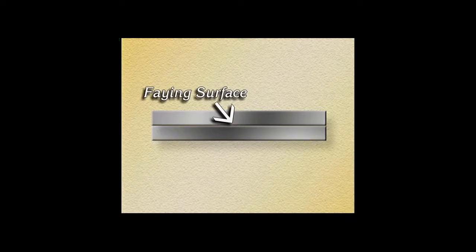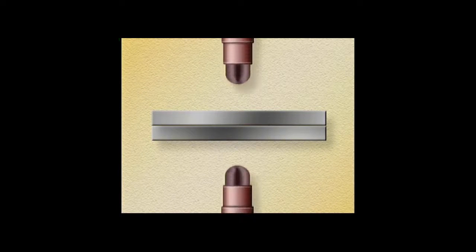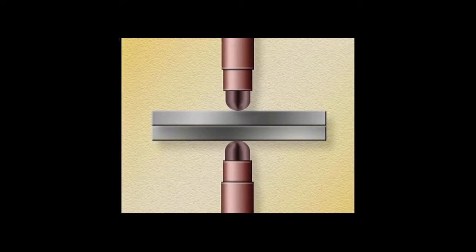Here is how the process works. The parts to be joined are placed together. Where the two parts meet is called the faying surface. This is where the weld will be formed. The two copper electrodes of the weld gun are brought together on either side of the joined parts. They press together, squeezing the parts between them with great force.